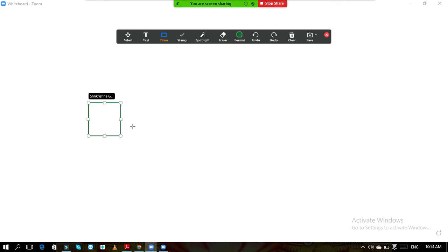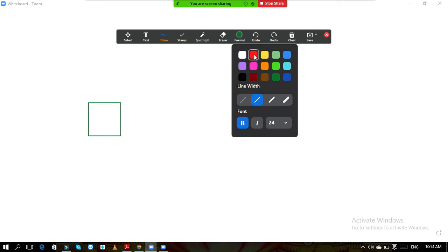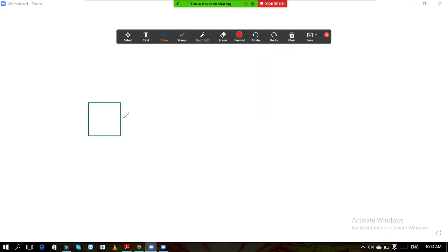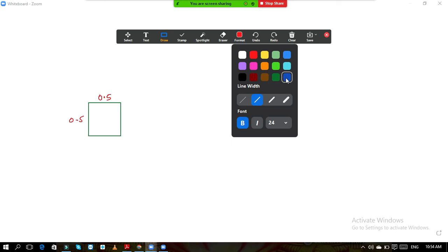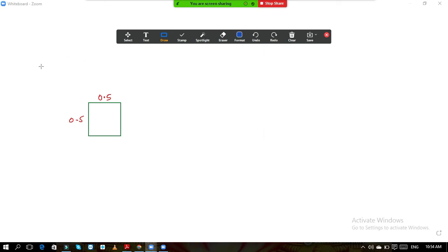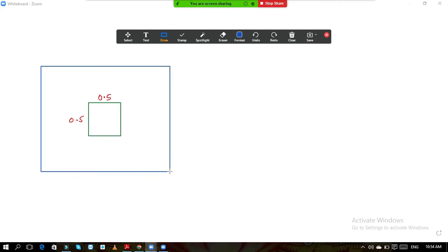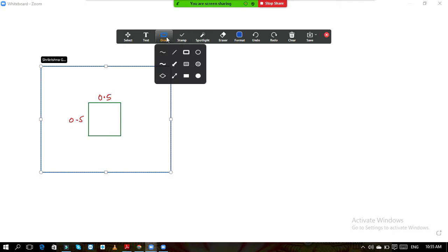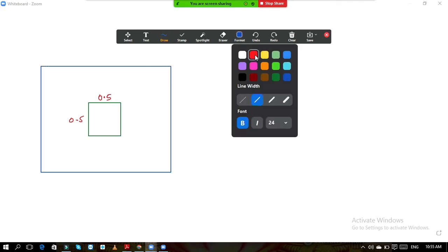So now here, this is your column. The dimension of the column is 0.5 by 0.5. You know that, 0.5. This is the dimension of the column. Now I will draw the footing. I will draw a comparatively large figure so that we can show the sections, strips, over here. This is our footing. Okay, this is our footing.